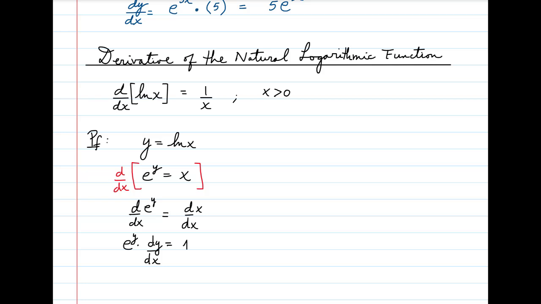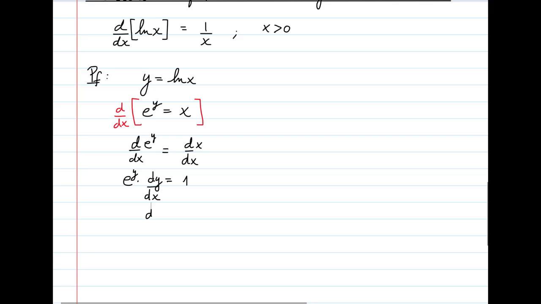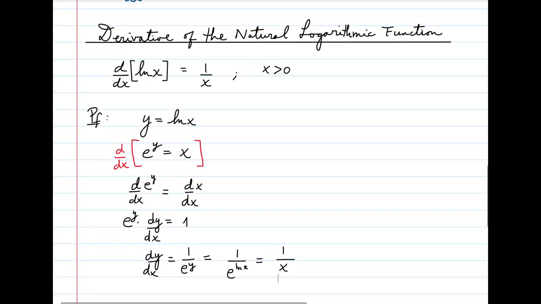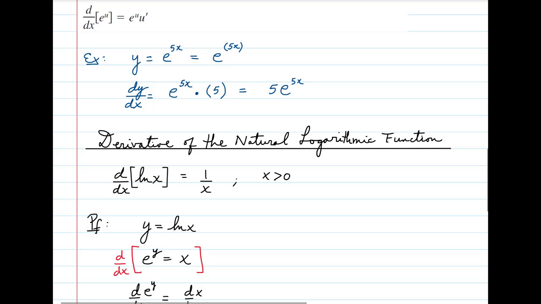Now, solving for dy dx here, we get that dy dx is equal to 1 over e to the y. And if you remember what y is, we can rewrite this as e to the ln x. And e to the ln x is just x, right? Because e and ln are inverses of each other. They cancel each other out, and we get just 1 over x. And here we have it: our rule for the derivative of the natural log of x is equal to 1 over x. And again, this only works for x greater than 0, since that's the only place where the log makes sense. Okay, so now we have not only the derivative of e to the x, we also have the derivative of ln x.